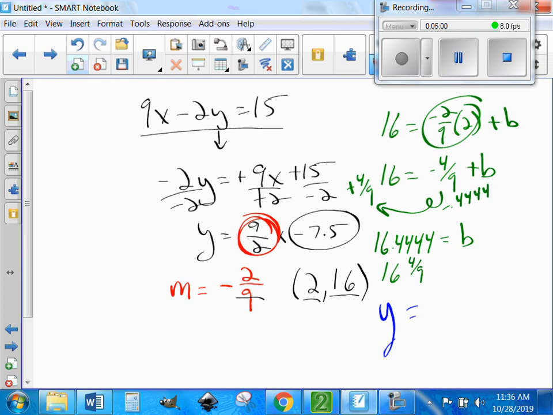So the equation would be y equals negative 2/9 x plus 16 4/9.